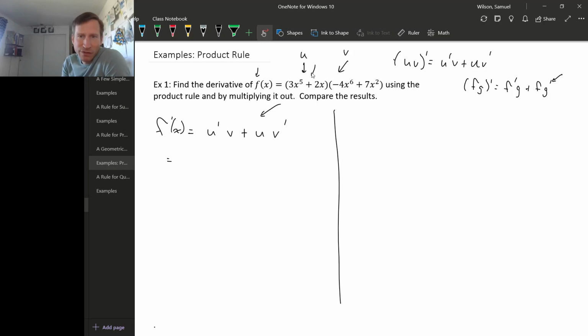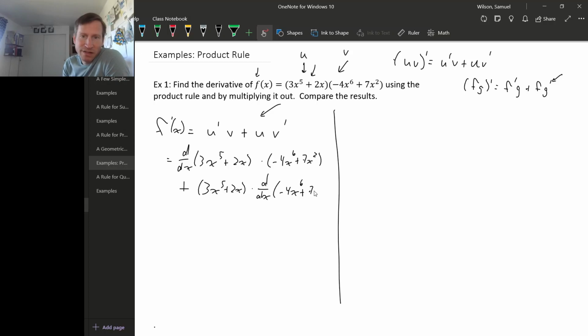So derivative of u, and I'm going to write this out, but whether you need to write out this intermediate step is up to you. You might not need to. So derivative of that piece times v with no derivative, so minus 4x to the 6th plus 7x squared, plus, and then u with no derivative, so 3x to the 5th plus 2x, times v with the derivative, so derivative with respect to x of minus 4x to the 6th plus 7x squared.